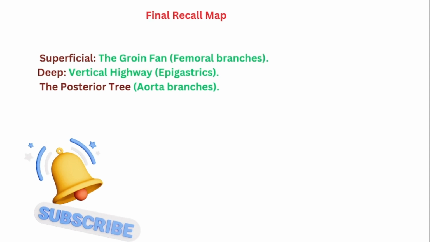Finally, there are superficial branches from the femoral artery, and deep blood supply to the anterior abdominal wall, vertical from the epigastrics, and the posterior wall is covered by the aortic branches.